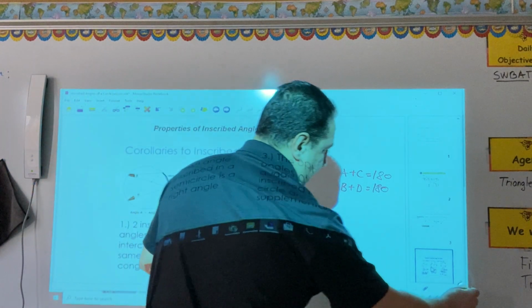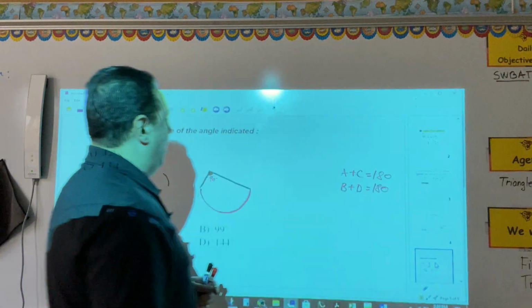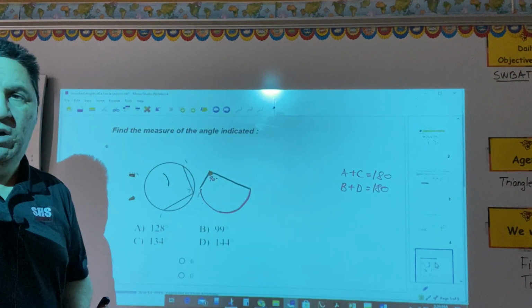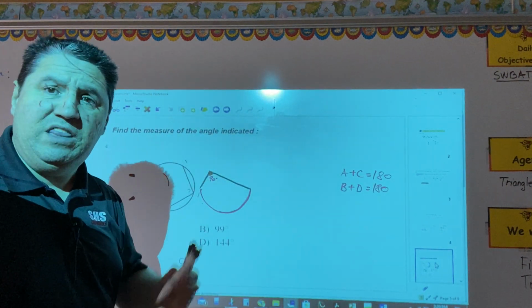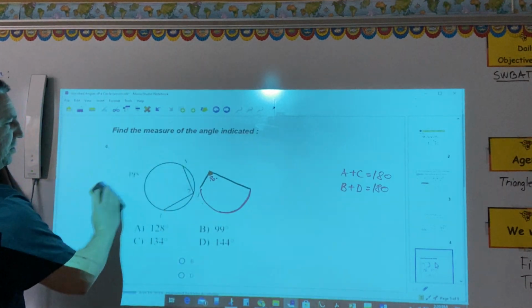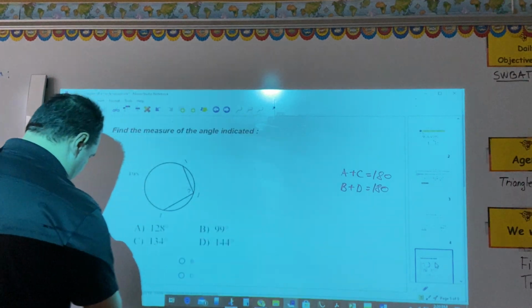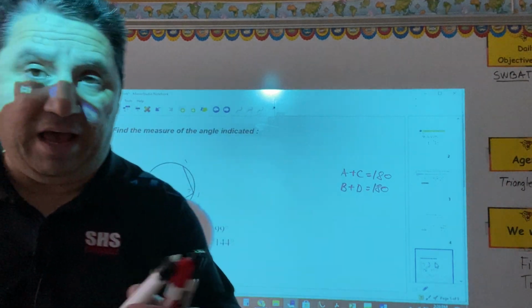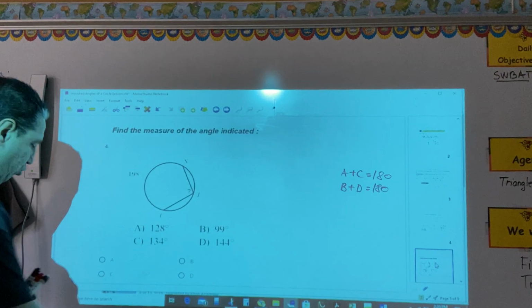Next, let's have a few problems with inscribed angles. In these problems, we'll use the properties of inscribed angles and the inscribed angle theorem to solve them.